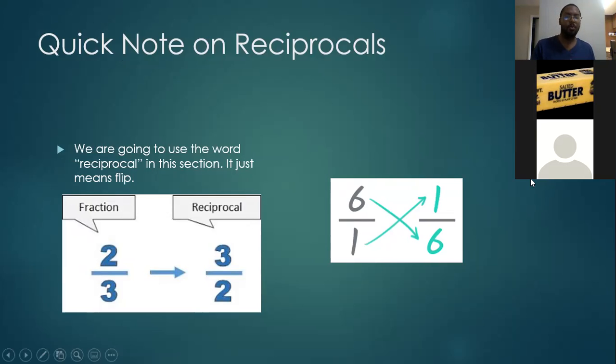All right. We're going to use the word reciprocal in this section. All it means is flip. It's just a fancy math word that means flip. Reciprocal. Flip.